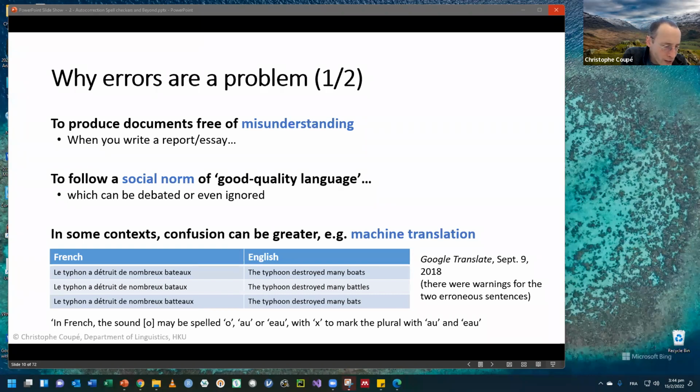And this has to do with the fact that in French, the sound O may be written in at least 6 different ways, right? O, AU, EAU, and then if you consider the plural form, you can have also AUX, EAUX. So you have all these options, and this creates some opportunities for errors, let's say. But there are many other ways you can write in a wrong manner. So these errors are a problem to some good extent.